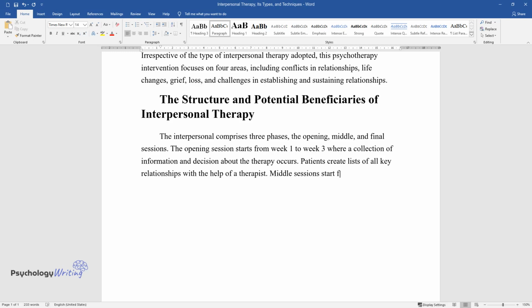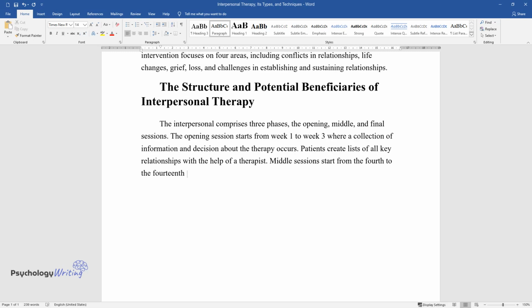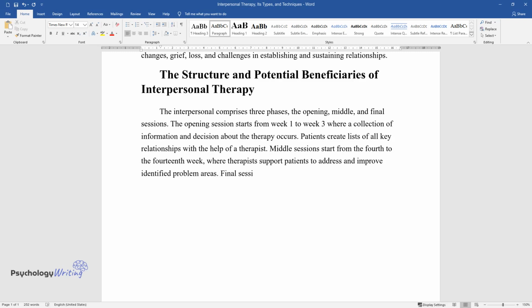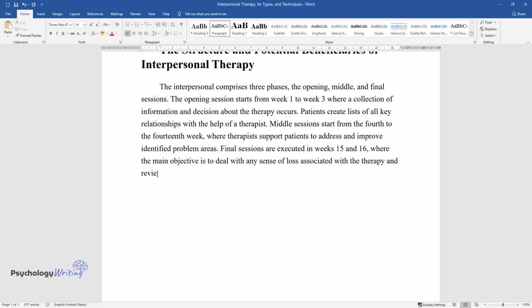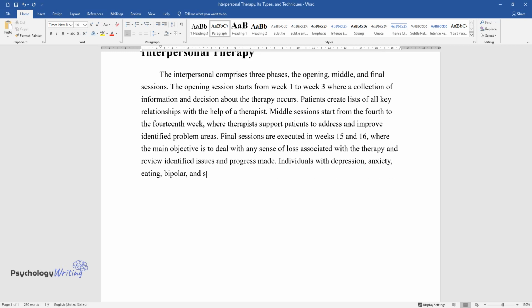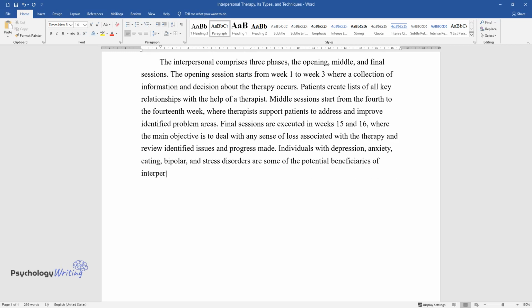Middle sessions start from the 4th to the 14th week, where therapists support patients to address and improve identified problem areas. Final sessions are executed in weeks 15 and 16, where the main objective is to deal with any sense of loss associated with the therapy and review identified issues and progress made. Individuals with depression, anxiety, eating, bipolar, and stress disorders are some of the potential beneficiaries of interpersonal therapy.